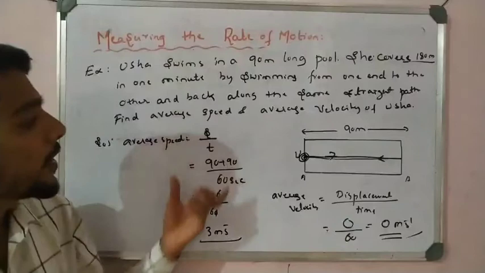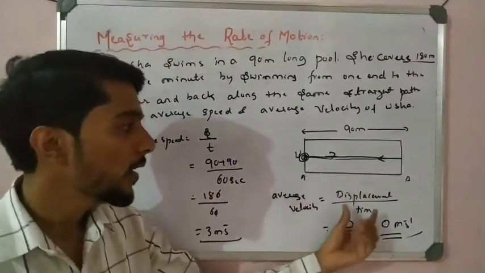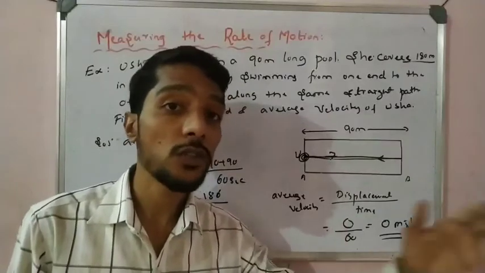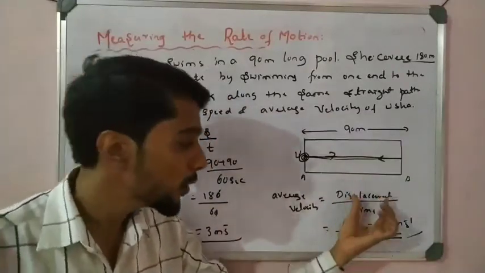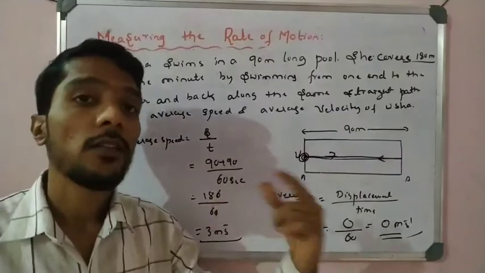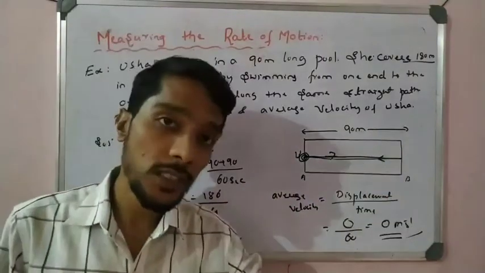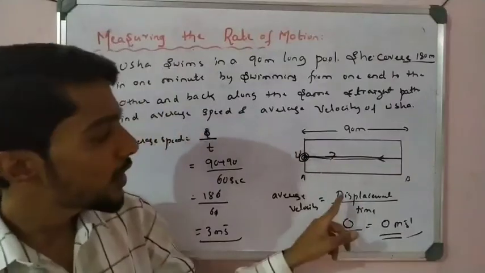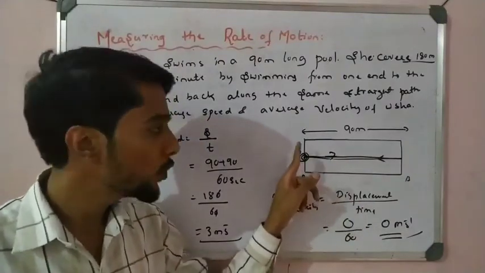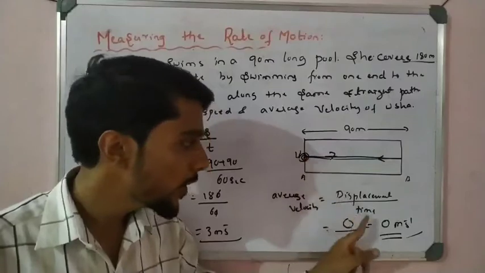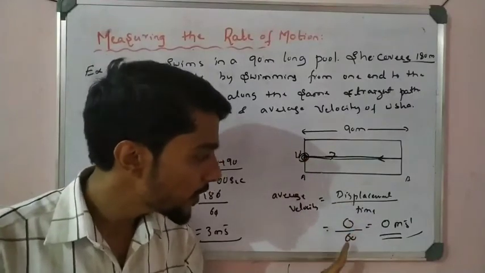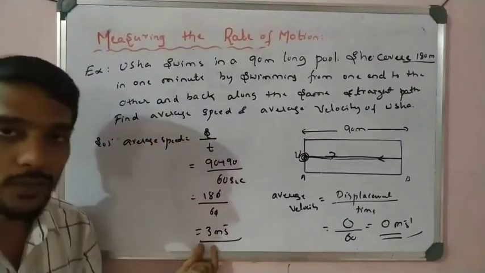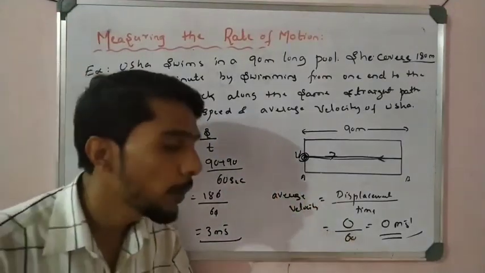Simple one. So that is average speed and average velocity. Why do we use this formula? Because the initial speed and final speed are not given. So I can take displacement by time. We know that speed is the rate of change of distance, and velocity is the rate of change of displacement. So I can take this as per definition. Displacement is 0 because Usha's initial and final position are the same. So 0 divided by 60 is 0 meter per second. So average speed is 3 meter per second. Average velocity is 0 meter per second.